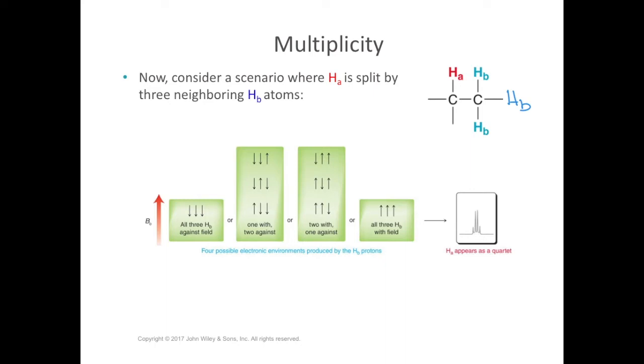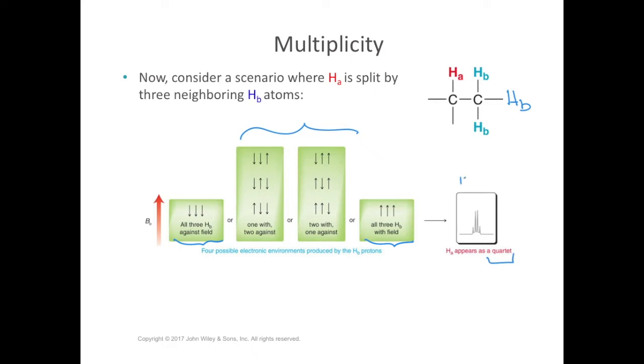So what are the different scenarios? All three HBs could be against the field. All three could be aligned with the field. Now, for the two in the middle, you could have one with the field and two against, or two with the field and one against. So that means you're going to have a total of 4 different magnetic environments that HA can experience. And as a result, you get 4 peaks, which is the quartet.